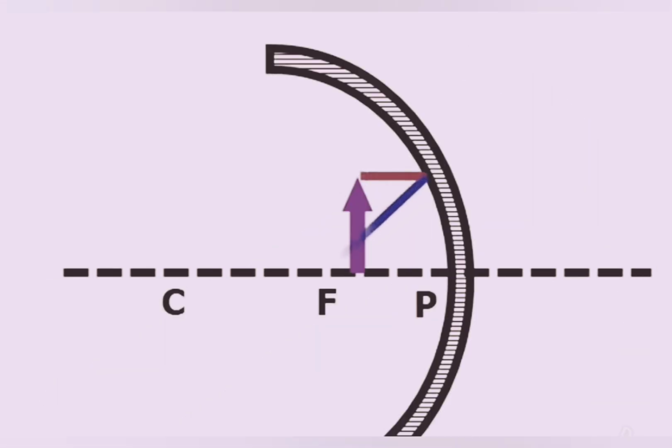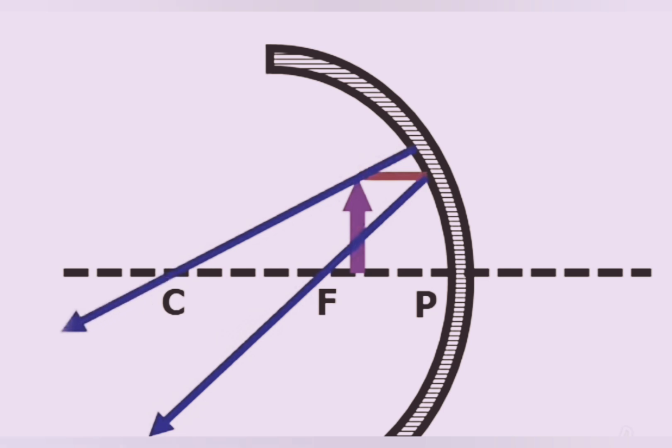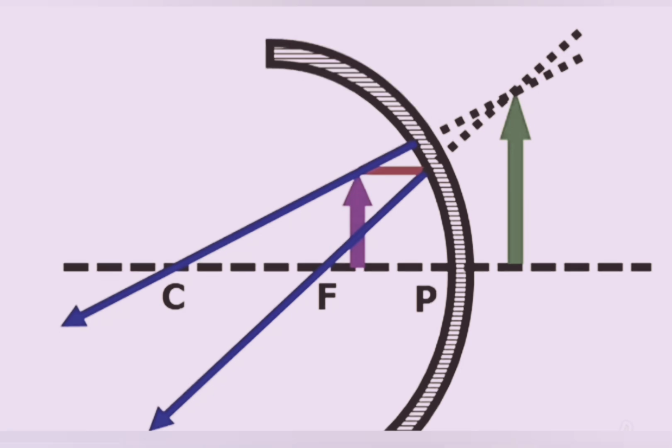Now I'm using the third ray rule, that is, the ray is directed towards the center of curvature. Again, it will reflect back along the same path without any deviation. Now extend the reflected rays backward. They will meet behind the mirror. The point where these extended rays meet, that point we call the image. Draw one perpendicular line to the principal axis. So the image is formed behind the mirror.